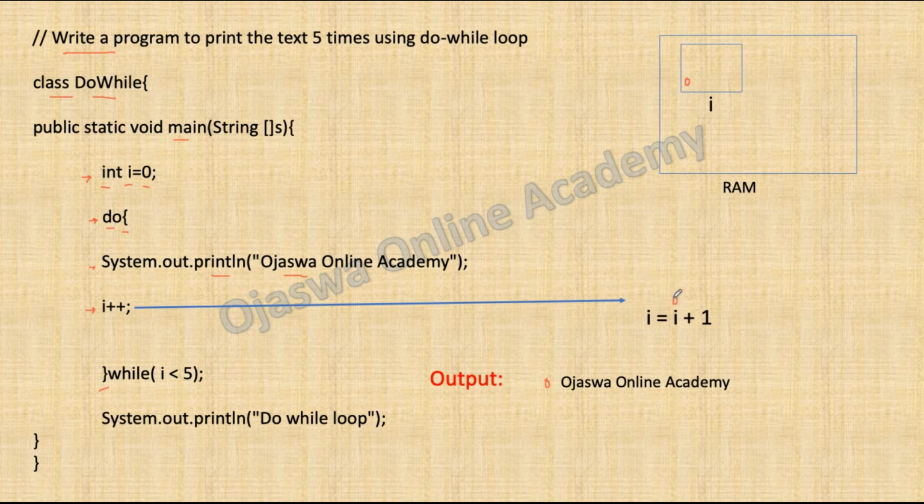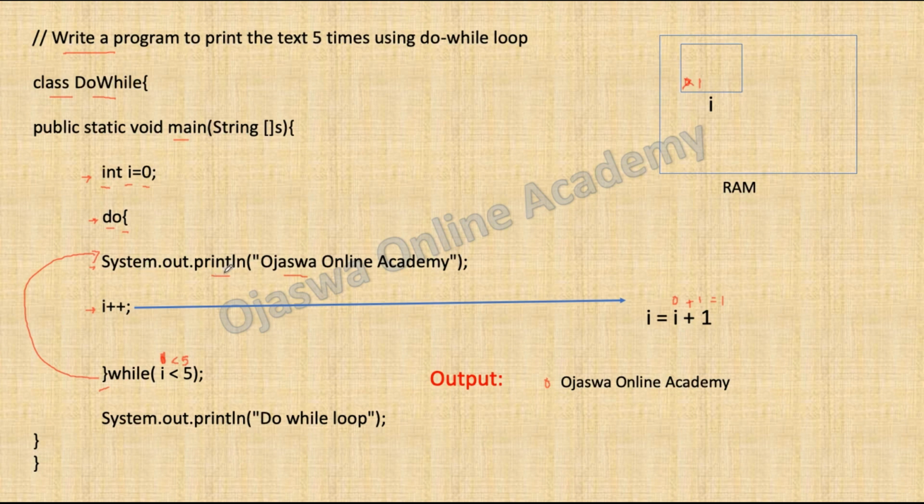Value of I is 0 plus 1 equal to 1. Now the updated value of I is 1. Hence value of I will be replaced with 1. At the end of the do block, you need to write the while condition. I less than 5. Value of I is 1 less than 5. Condition is true. And when the while condition is true, the control of the program goes inside the do block. So from here, the control will go inside the do block and the statements inside the do block will execute.